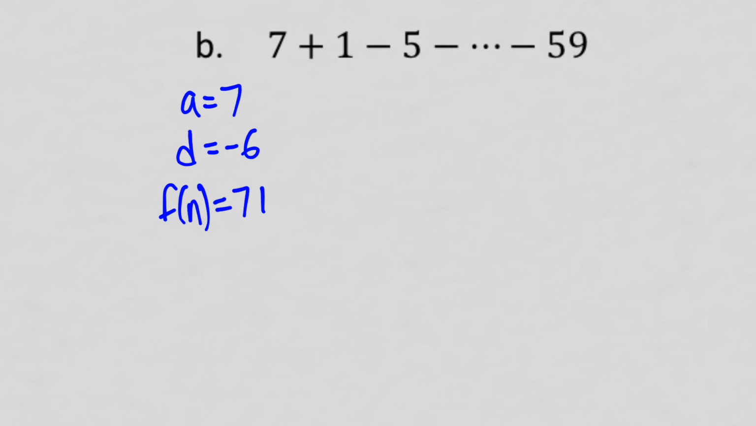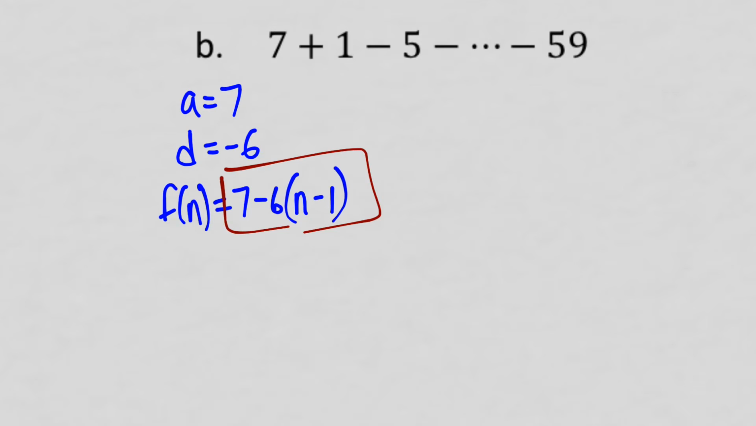All right, let's do it again. Once again, I need to figure out the rule. So I know that A in this case is 7. And D, the common difference, it looks like it's decreasing by 6, so minus 6. So using that, I can come up with this rule: f of n equals 7 minus 6 times n minus 1. So that's the rule I'm going to plug into my summation notation, which is with sigma.